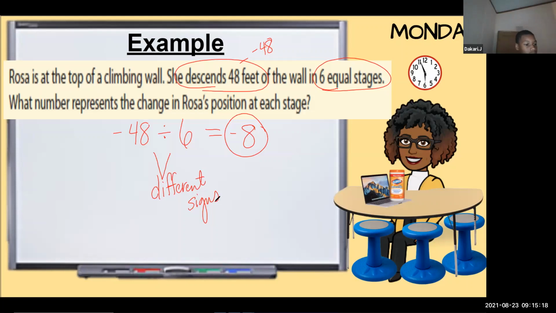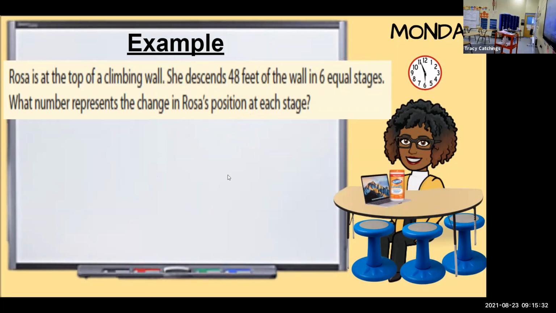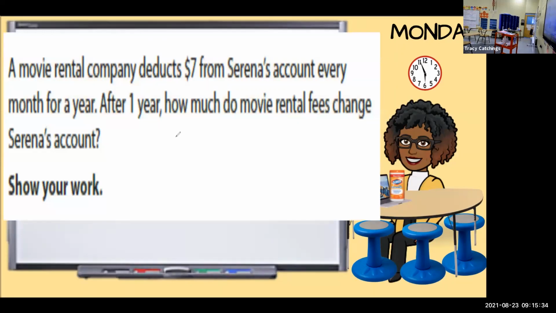All right, any questions about it? All right, I know I got 3 that's hanging on: Layla, Chanel, and Dakari. All right, I'm gonna give you about 30 seconds to a minute. Read this problem and see if you can set up the expression.